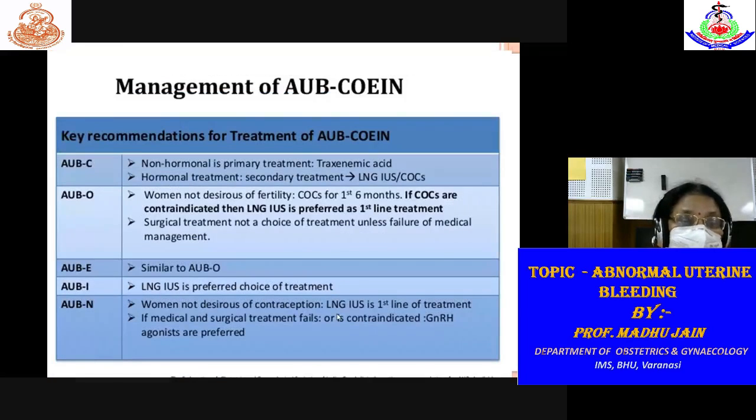Like this, with COEIN, you can do the same treatment. Coagulation disorder, you can have desmopressin or whatever the treatment. Ovulatory disorders, you can give levonorgestrel as first choice. Then surgical treatment if it is not responding, for E, I, and N. So accordingly, you have to manage.